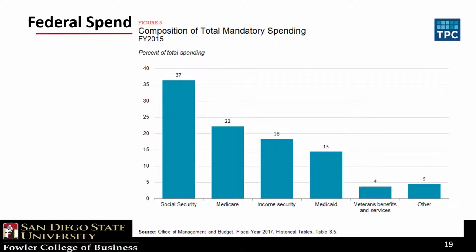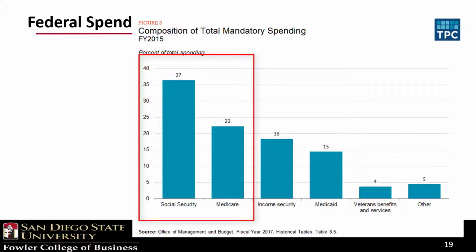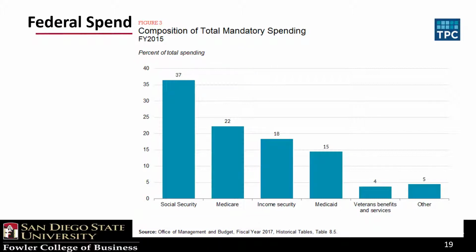So here's total mandatory spending, right? We said about 62% of that is mandatory. Here's where it's going. Social Security and Medicare represent, you can see large chunks, 22 and 37% of that amount. So when you think about it, what that means is we are spending substantial amounts of federal tax money on programs for basically the elderly.